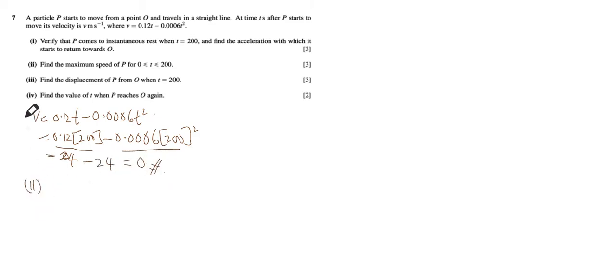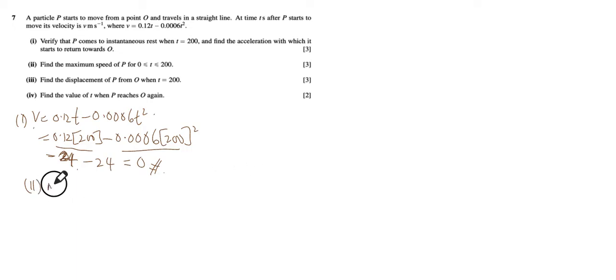Next, part 2. This was part 1. So that verifies that it comes to an instantaneous rest when t equals 200. Next, find the maximum speed of P between the time 0 to 200.